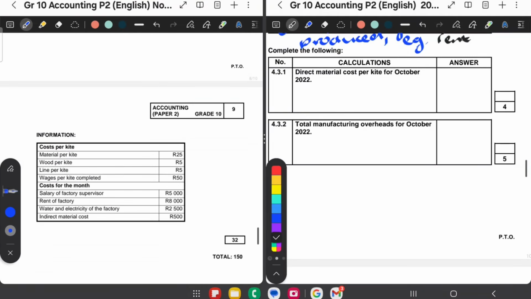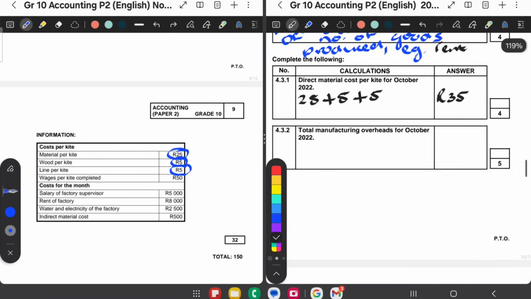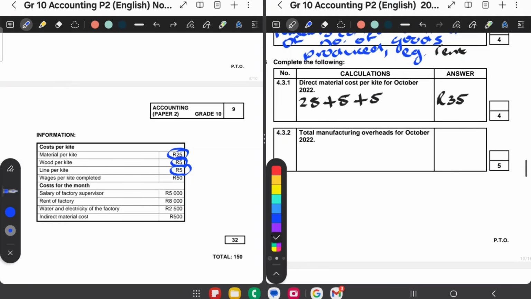So I'm going to go direct material per kite. Direct material is all the material involved in making the kite. So material per kite, I'm going to use that. Then I'm going to take the wood per kite, then the line per kite, and that will be the direct material cost. I'm not going to take the wages because that's the wages you pay to the laborers. That would be a labor cost. So only those 3, the material plus the wood, that's also material, and the line is also material. And that gives me a total of 35 Rand direct material cost per kite. And that's how you would get 4 marks.